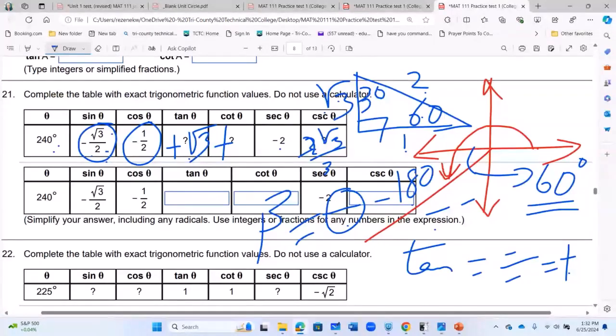If tangent is root 3, cotangent is 1 over root 3. And rationalize it, you have root 3 over 3. I better not see anybody fail this question.